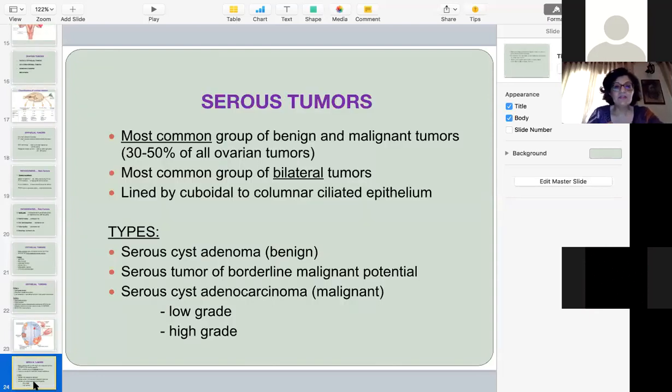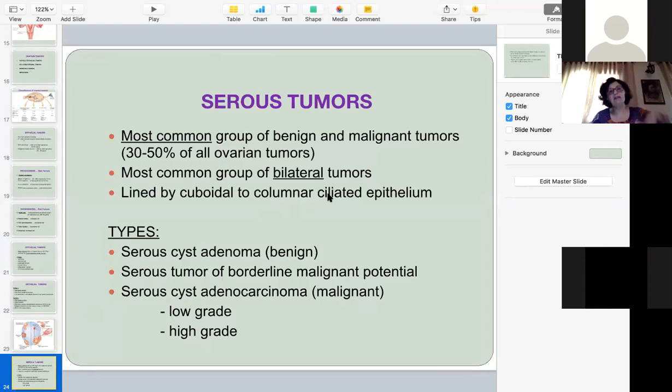Okay, coming to the serous tumors. They're the most common group of benign and malignant tumors, about 30 to 50% of all ovarian tumors. And they're also the most common bilateral tumors. So the serous tumors are the most important ones. They're the most common ones. They have both benign forms and malignant forms, and they are the most common bilateral tumors, which can involve both the ovaries. The lining epithelium is cuboidal to columnar ciliated epithelium.